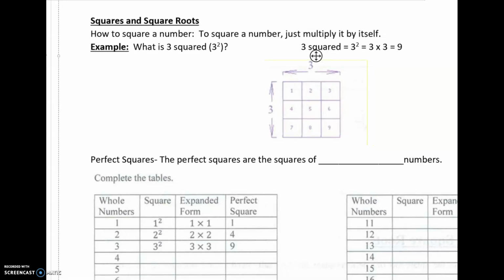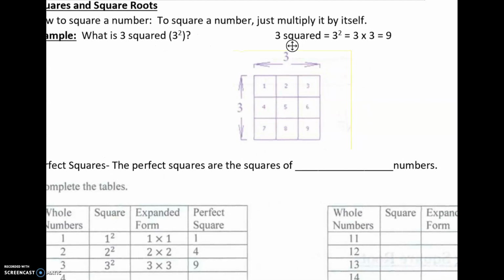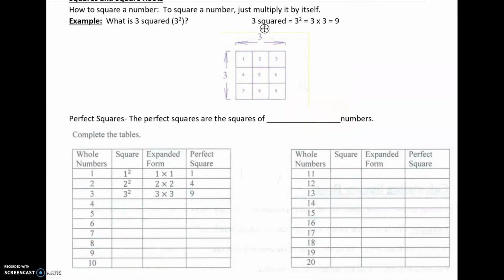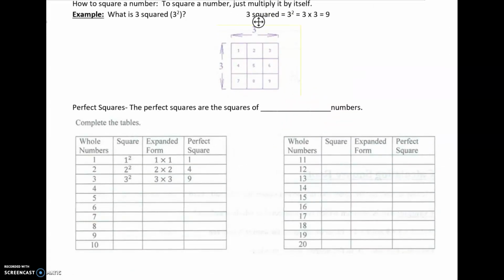Squares and square roots. How to square a number. To square a number, just multiply it by itself. For example, 3 squared means 3 times 3 or 9. Here's a visual, and it broke a square into 9 equal squares to show you that 3 units times 3 units gives you 9 units. All right, perfect squares are squares of whole numbers. So you're filling in whole there.